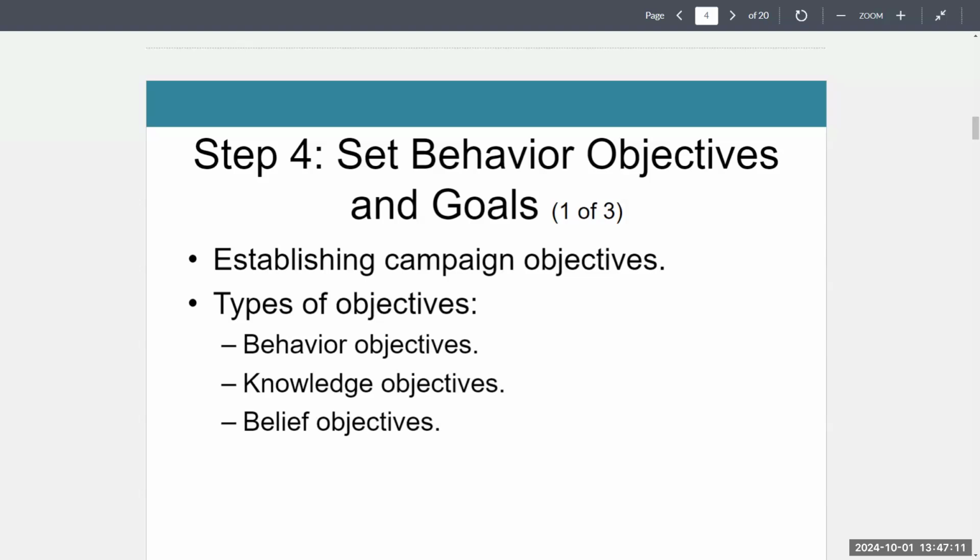So for example, in a campaign that promotes recycling, a belief objective could be to shift 30% of participants from having a neutral attitude towards recycling to having a positive attitude towards recycling. That would be your campaign objective, to change a certain belief. If the belief is neutral, we want to shift it to become more positive or negative. Makes sense?